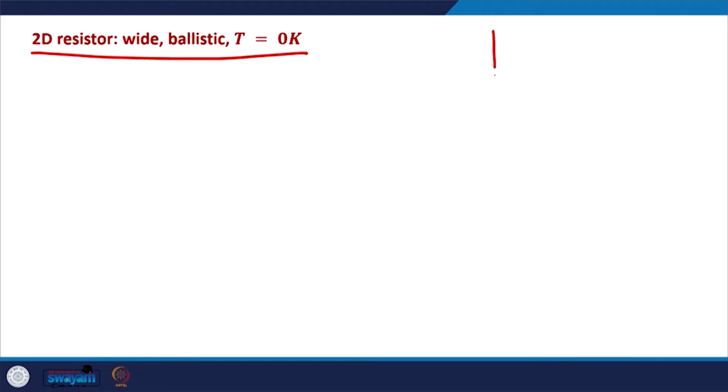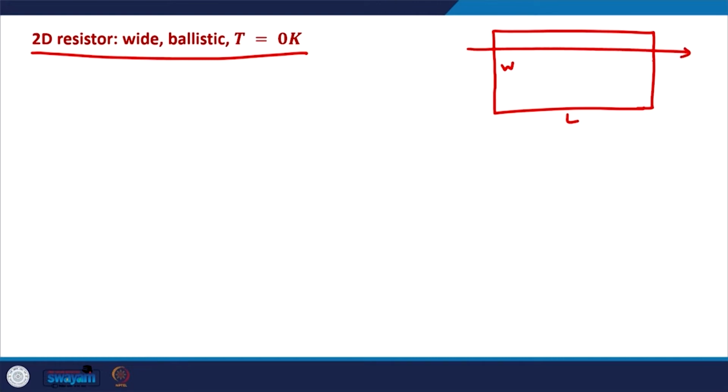So, we have a conductor, let us say of length L and width W, and it is a ballistic conductor, which means that electrons do not collide with anything in between; they directly go from the left terminal to the right terminal. And because the temperature is 0 Kelvin, we can say that all the electronic states up to energy EF are filled.